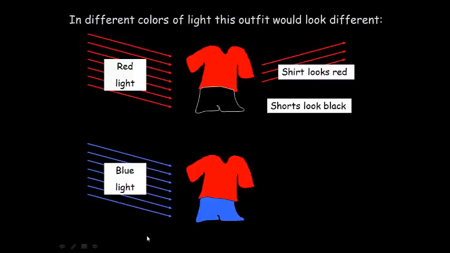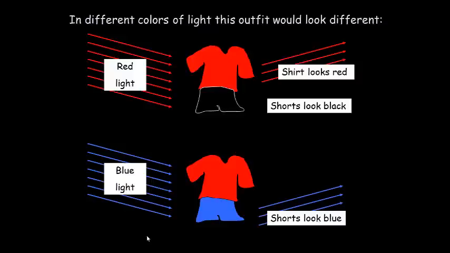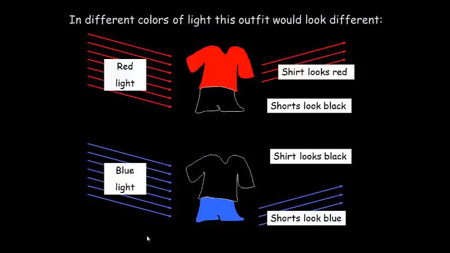What if I shine blue light on this outfit? Hit pause and take a guess. Okay, did you guess that the blue shorts would still look blue because they're capable of reflecting the blue light? The red shirt, on the other hand, would look black. It's not capable of reflecting that blue light, so all that's happening is that it's absorbed.